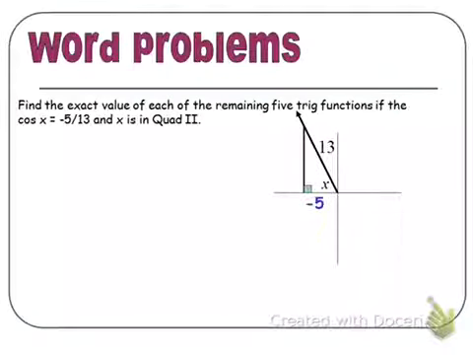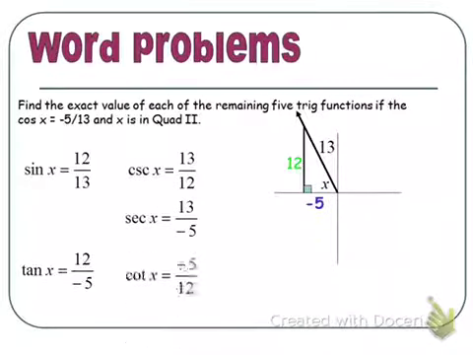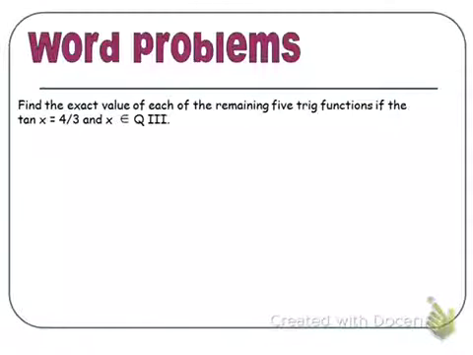5 squared plus b squared equals 13 squared. That's 25 plus b squared equals 169. That's right, Bryce. And then you get a value of 12 for that side. And now can we do the 6 trig ratios? Sine is 12 over 13. Cosine is -5 over 13. Tangent is 12 over -5. And then the 3 reciprocal ratios are that. Okay, I'm going to let you fill in those blanks. Let's jump to this last one.